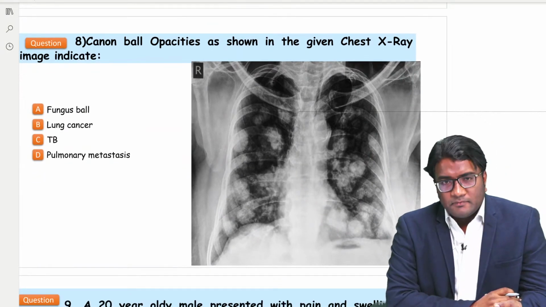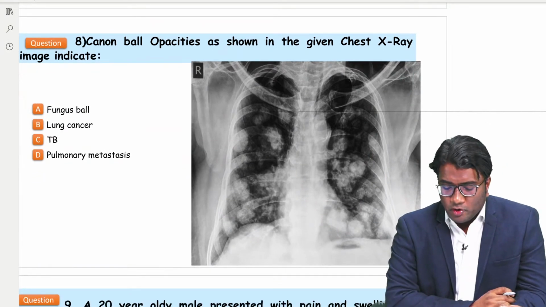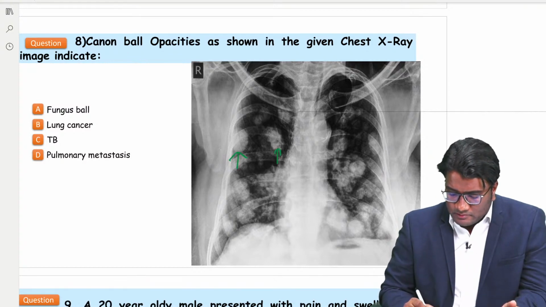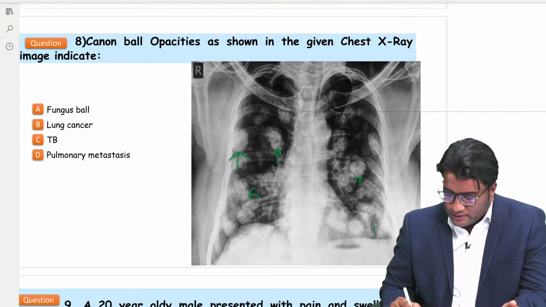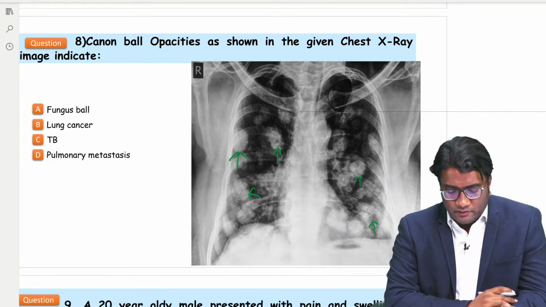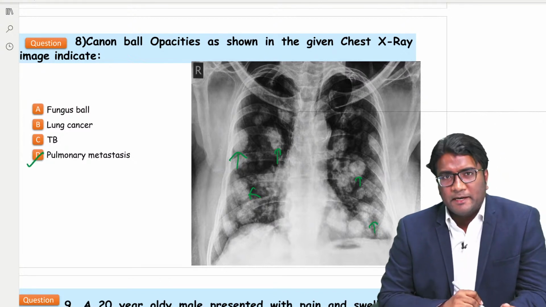Next. Another image. Cannonball opacities on the given chest X-ray indicate. So very large cannonball-like opacities diffusely in both lungs. What is this suggestive of? This is suggestive of pulmonary metastasis.